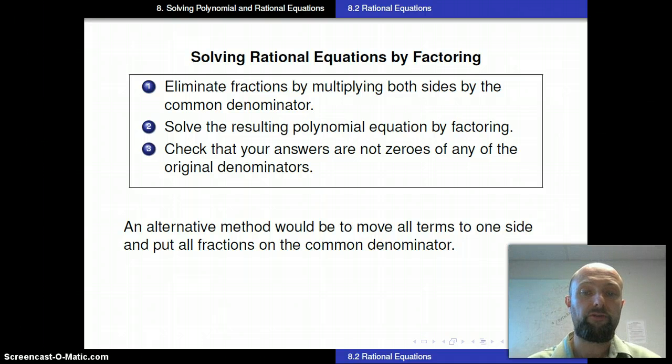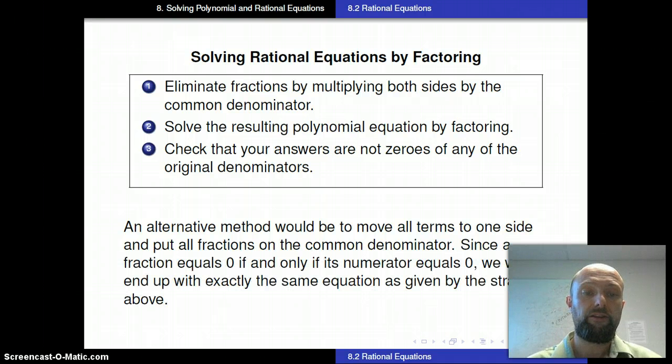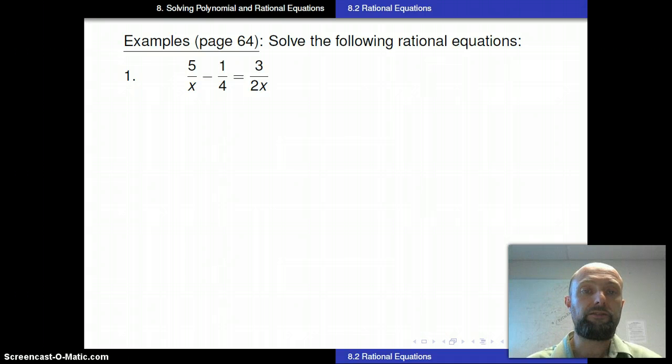An alternative method would be to move all terms to one side and put all fractions on the common denominator. Since a fraction equals 0 if and only if its numerator equals 0, we will end up with exactly the same equation as given by the strategy above. Let's illustrate this with the examples on page 64. Solve the following rational equations.